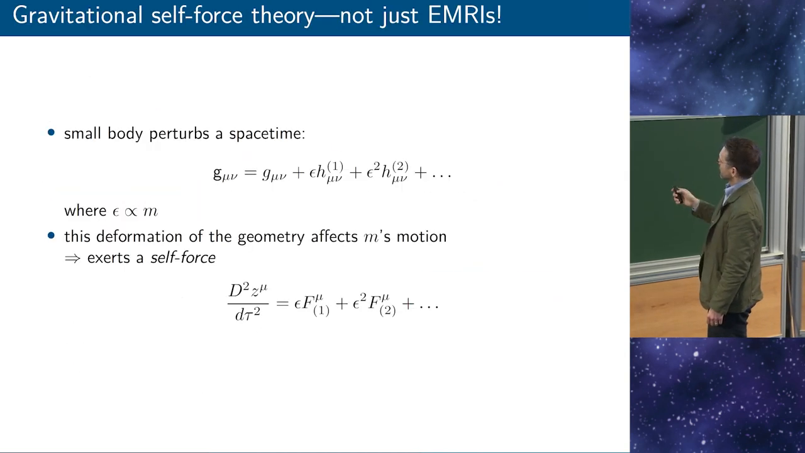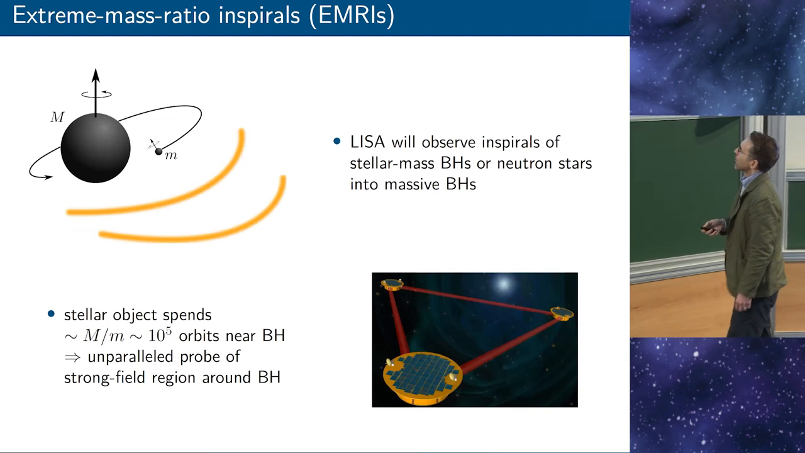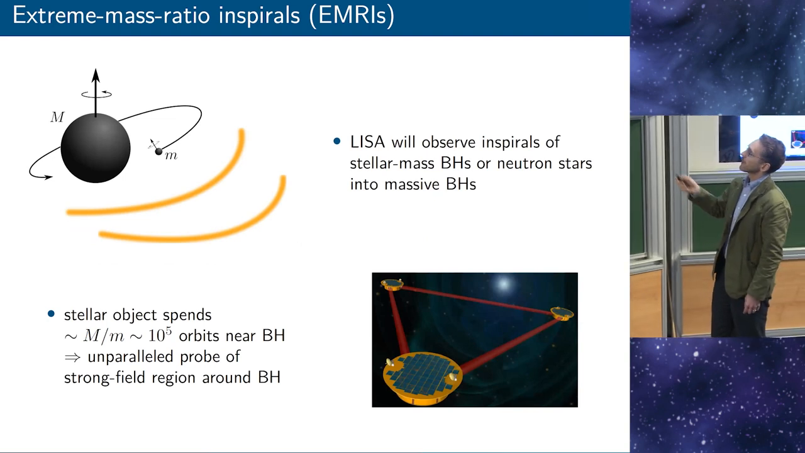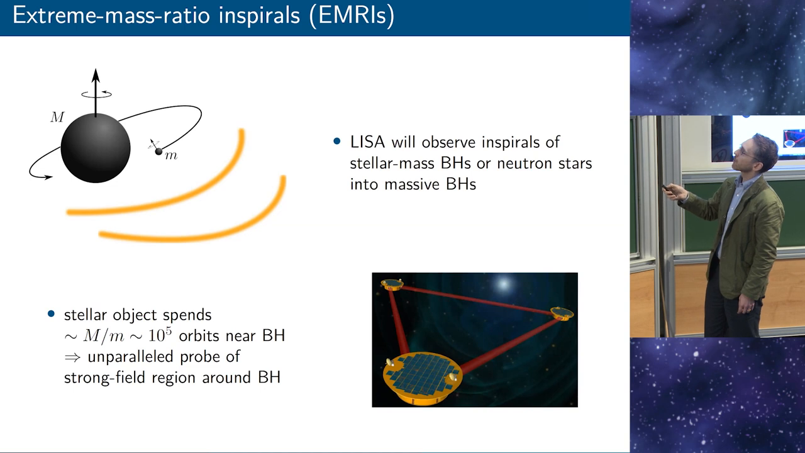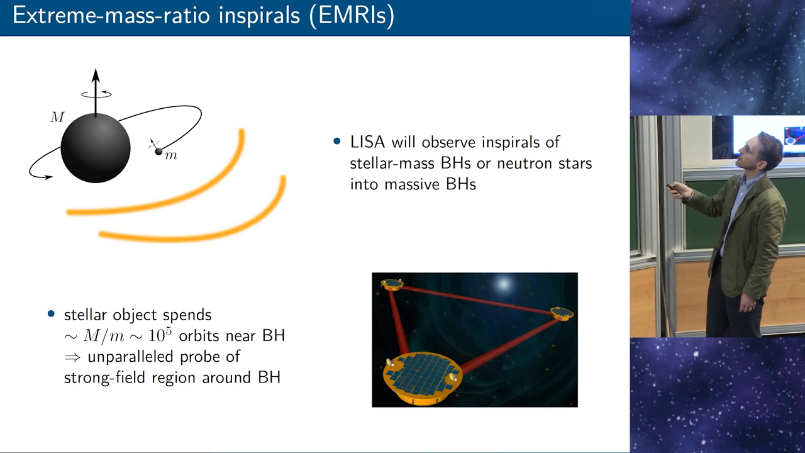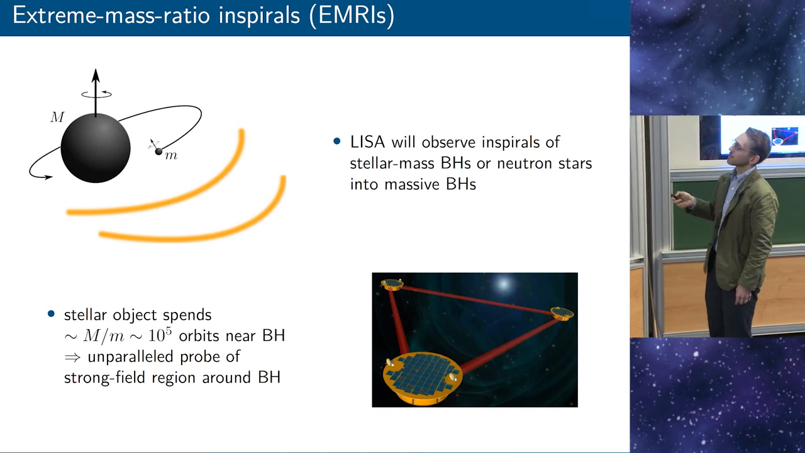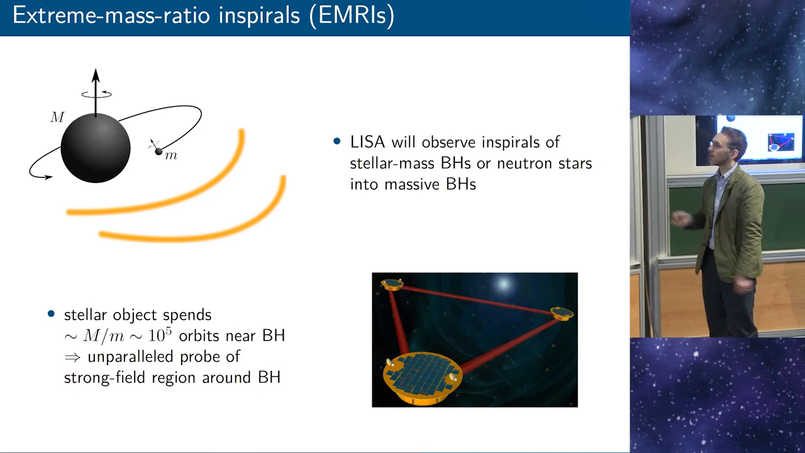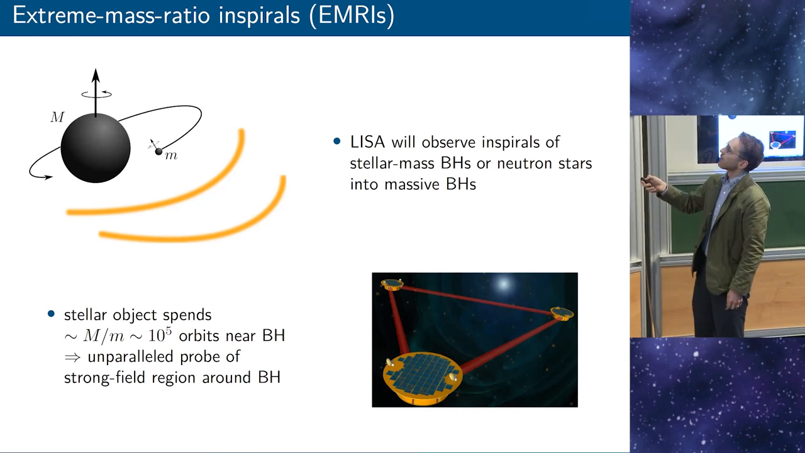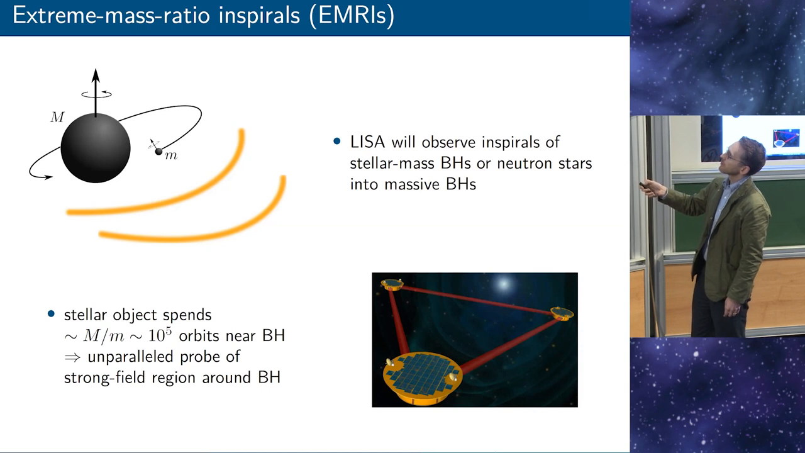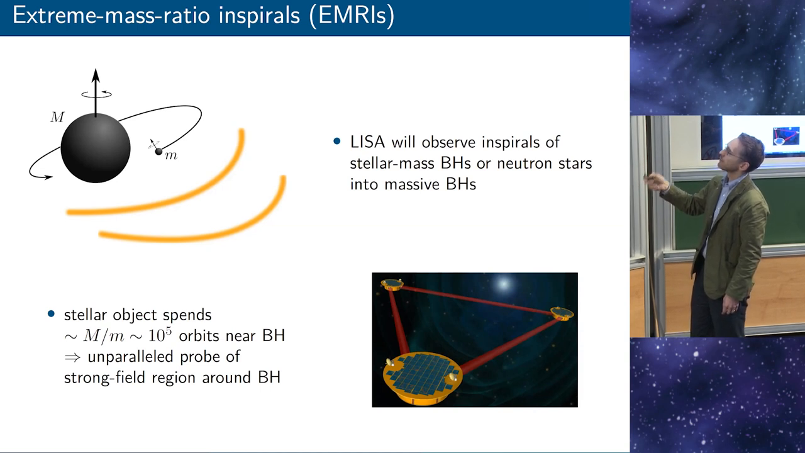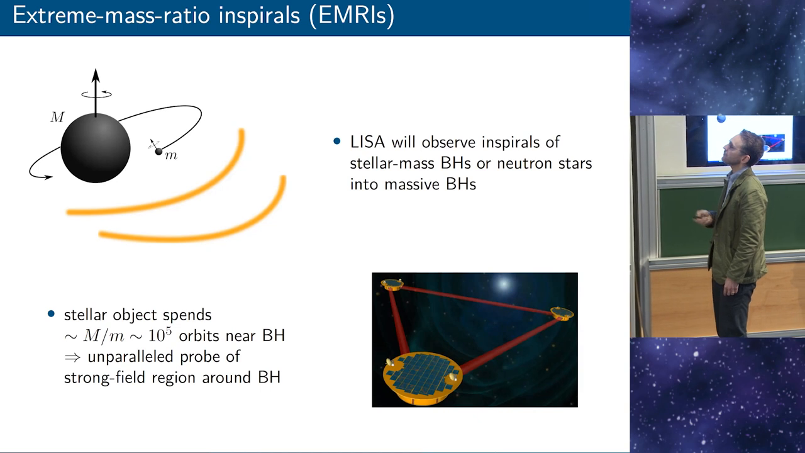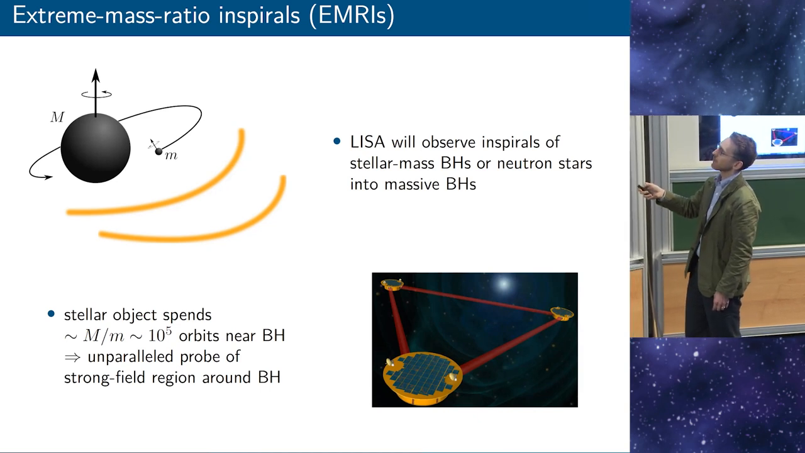But the original motivation for looking at this small mass ratio regime really came from a particular kind of astrophysical system called extreme mass ratio inspirals. This is really taking the limit of a small mass ratio, where we're imagining a stellar mass object, a neutron star or black hole of, say, a few tens of solar masses or smaller, orbiting around a massive or supermassive black hole in a galactic core. Here you typically have mass ratios of order 10^5, so very extreme.